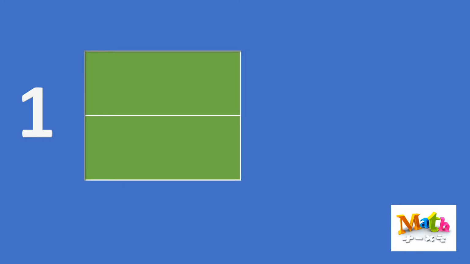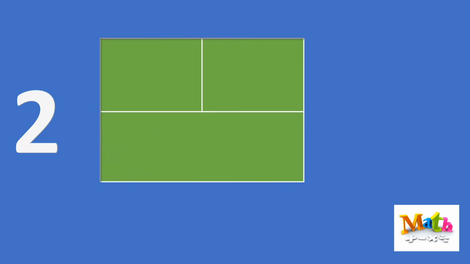Let's take the example of 1. So how can we get 1? We can get 1 by 0 plus 1 and 1 plus 0. Did you notice something? 0 plus 1 is a number partner, but even 1 plus 0 is a switch partner.